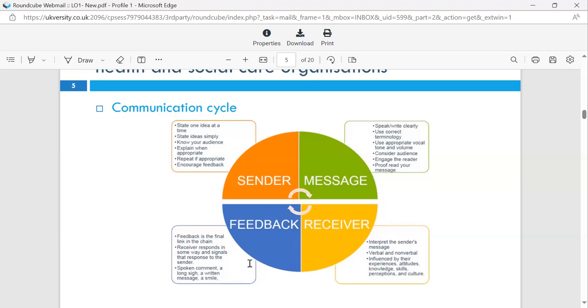So this communication cycle involves understanding and sharing meaning, and it consists of different channels of receiving information. Also, it's a way of us understanding our audience, and understanding the correct terminology to use.